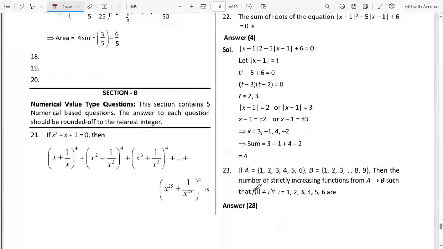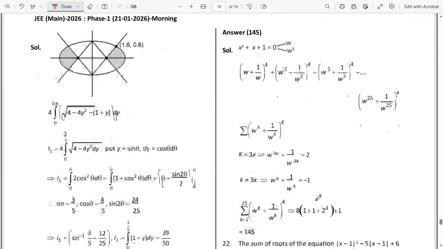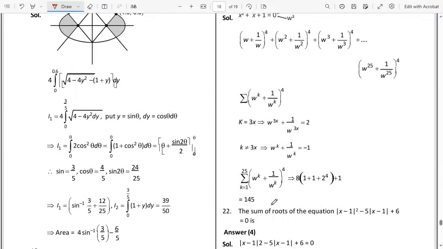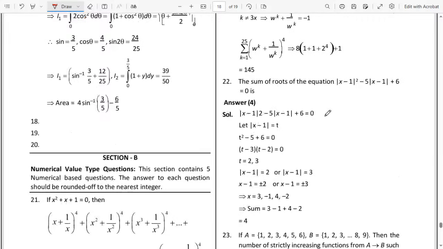So question number 21, the answer is 145. Enter as 145. So what is the answer and how to get this 145? Solution is given here. Please go through the solutions. Yes students, the sum of roots of the equation. Yes, so what is the answer? Answer is 4. So this is how you are going to get 4.